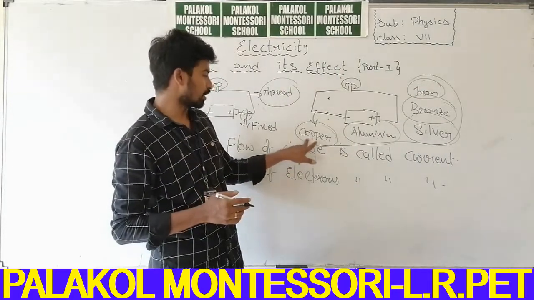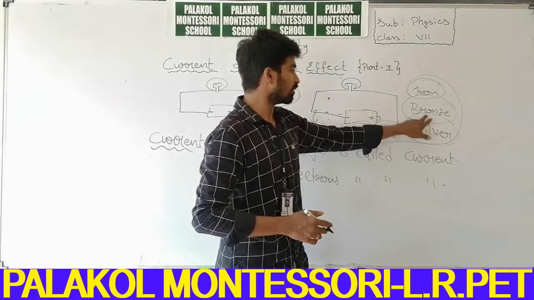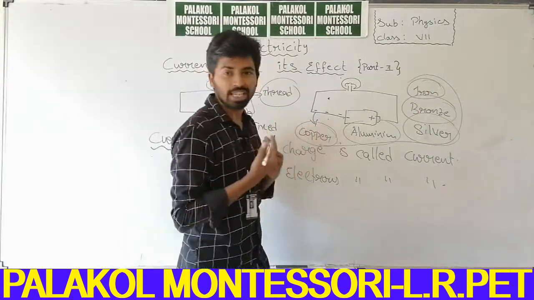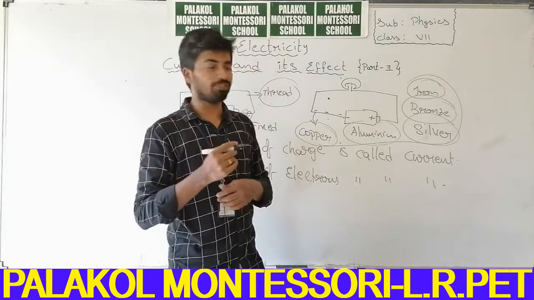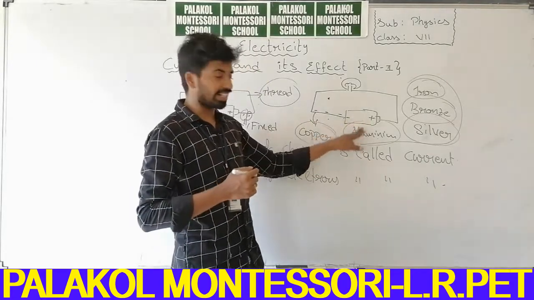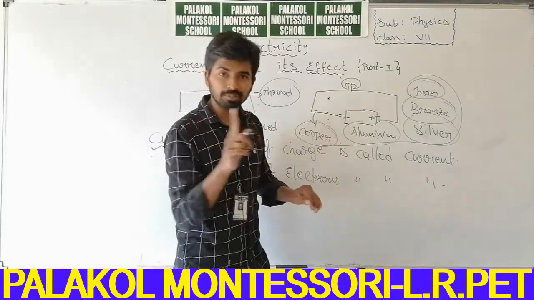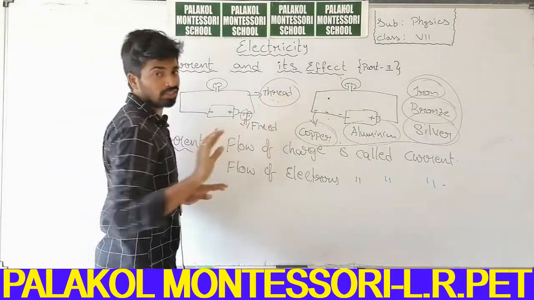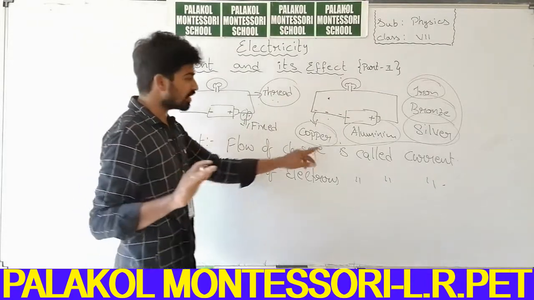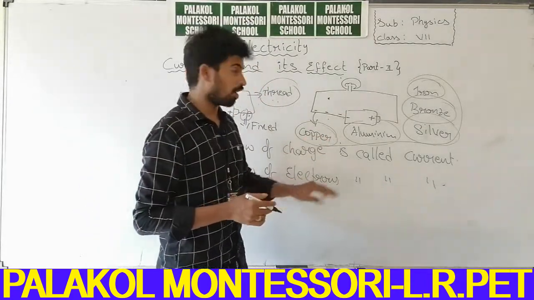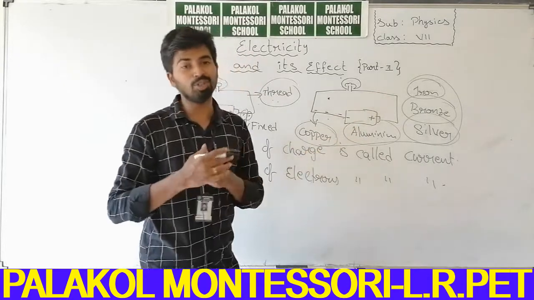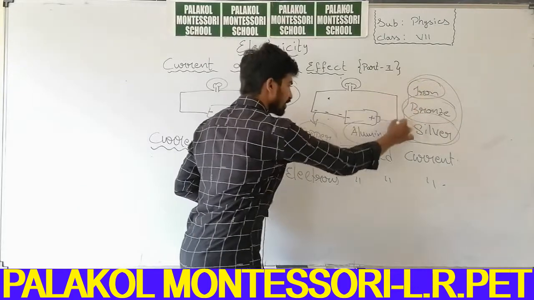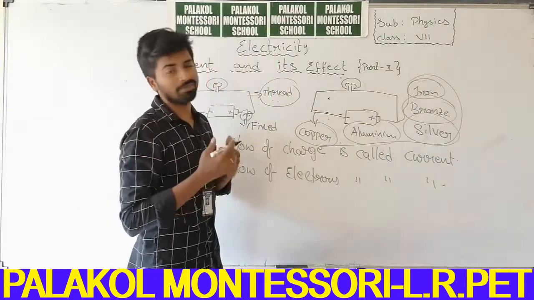There are several materials: copper, aluminum, silver, bronze, iron. These are metals, and in these metals the electrons are able to move freely. If you connect the battery to the thread, the electrons in the thread don't want to move, whereas the electrons in copper or aluminum move freely. This is the reason why we use only some materials to make wires.